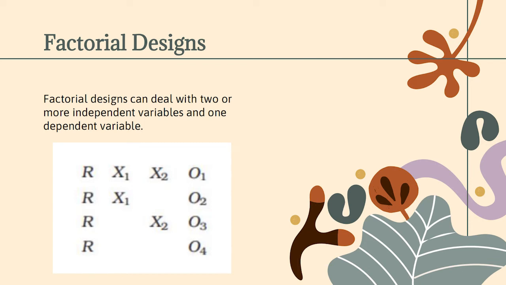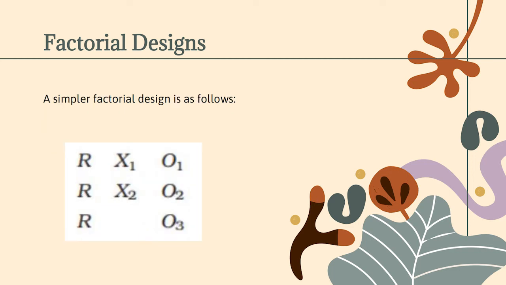4. Factorial designs. Factorial designs can deal with two or more independent variables and one dependent variable. They tend to be more valuable in external validity than other true experimental designs. As can be seen in the following example, a factorial design contains every possible combination of the independent variables. A simpler factorial design is as follows.